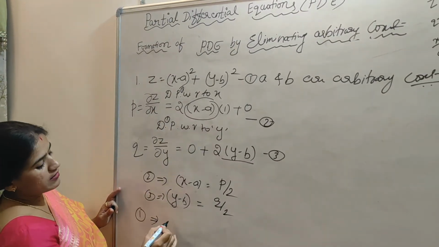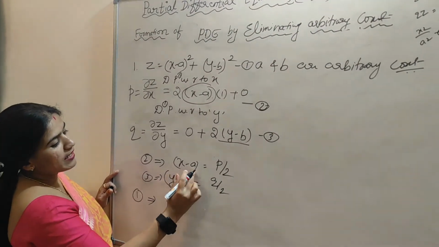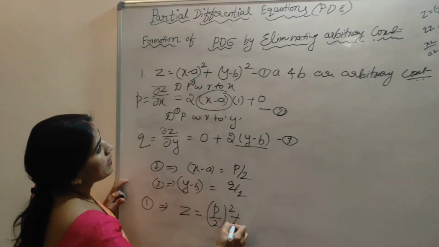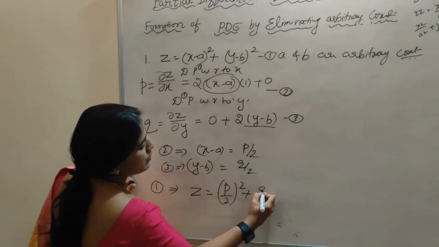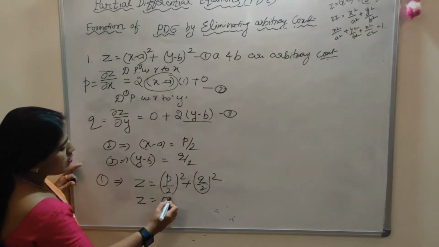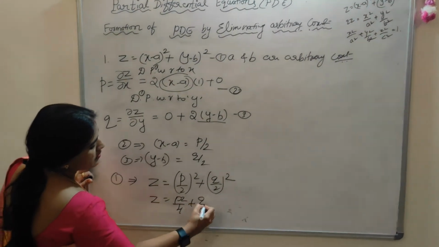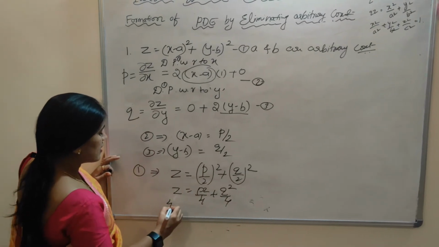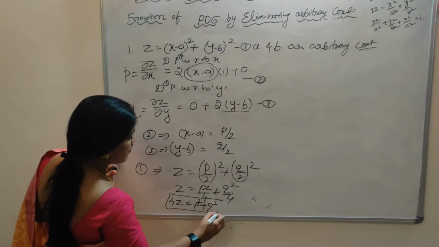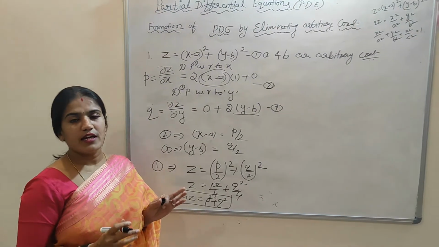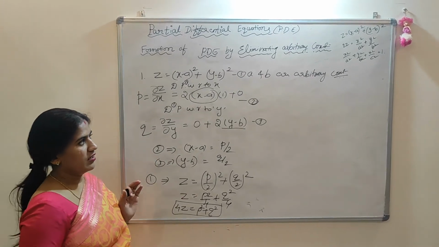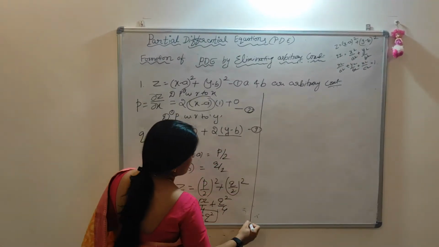Therefore equation 1 becomes z is equal to x minus a, which is p by 2, whole square, plus y minus b, that is q by 2, whole square. So z is equal to p square by 4 plus q square by 4, otherwise 4z is equal to p square plus q square. Now we can observe that the arbitrary constants a and b are eliminated. This is the required partial differential equation. Okay, let's solve one more problem.